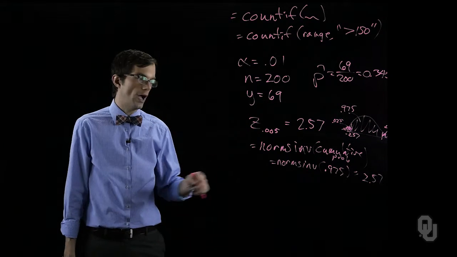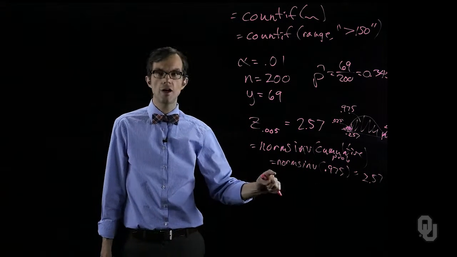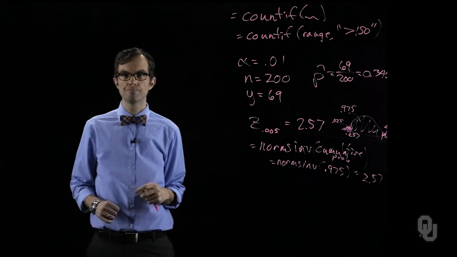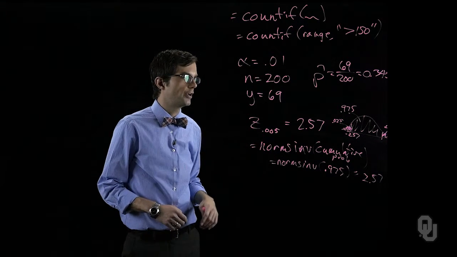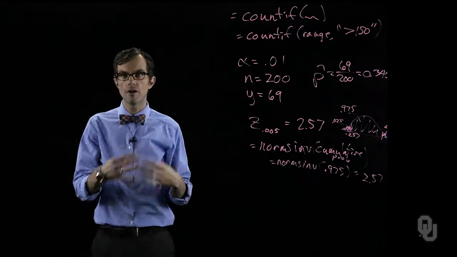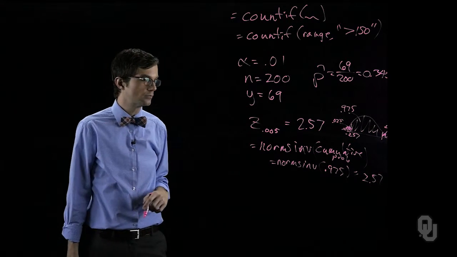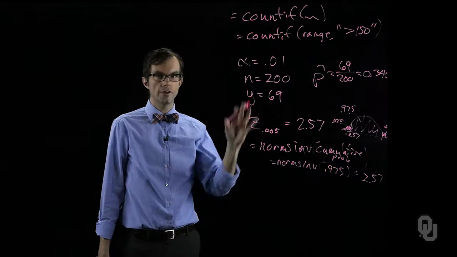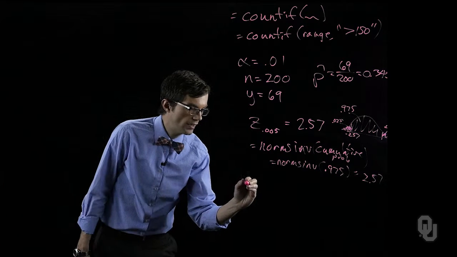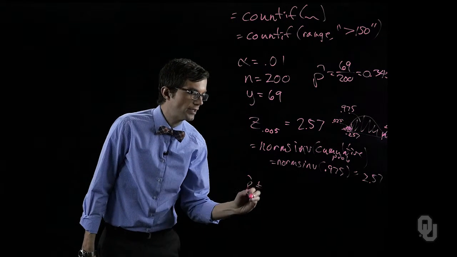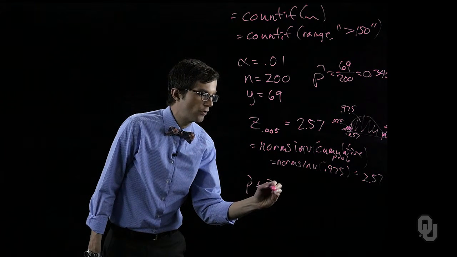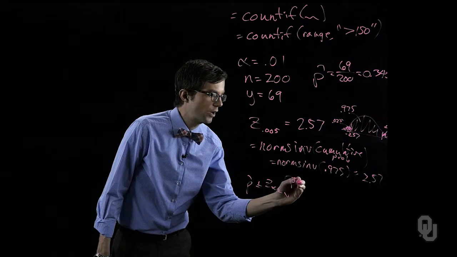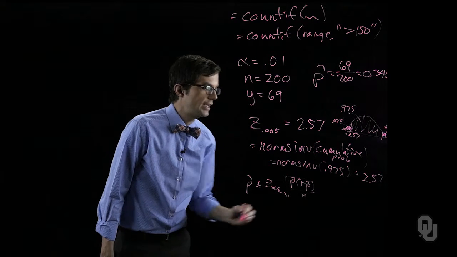I encourage you to take a look at the Excel help, figure out this function, figure out what you have to put in and what comes out. But that's also very useful when implementing some of this stuff and you don't have a z table in front of you. So now we've got everything that we need to find the 99% confidence interval. That is p hat plus and minus z alpha over 2 times the square root of p hat times 1 minus p hat over n.